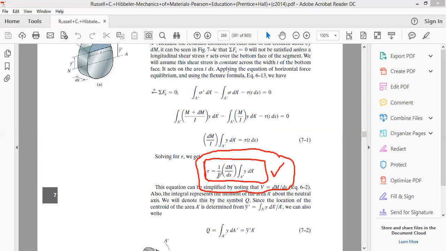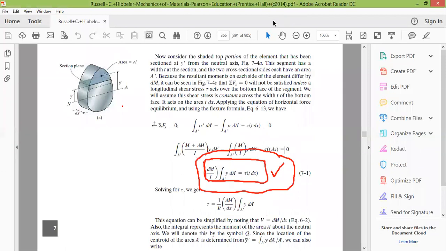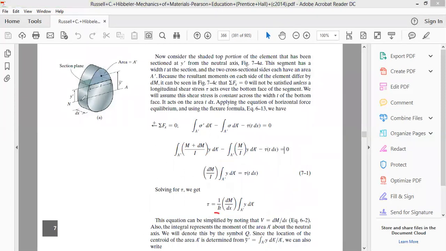But what is I? I is the moment of inertia of this area about the neutral axis. As far as t is concerned, t is the thickness of this element. As far as dM by dx is concerned, it is the gradient of the bending moment. And we know from the previous formula, dM by dx is equal to V. And as far as this y dA is concerned, this is a very, very important parameter to understand.